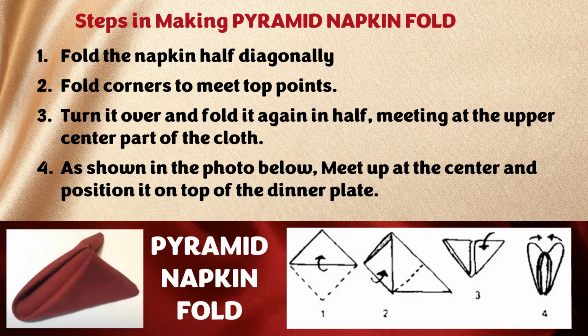Steps in making pyramid napkin fold. 1. Fold the napkin in half diagonally. 2. Fold corners to meet top points. 3. Turn it over and fold it again in half, meeting at the upper center part of the cloth. 4. As shown in the photo below, meet up at the center and position it on top of the dinner plate.